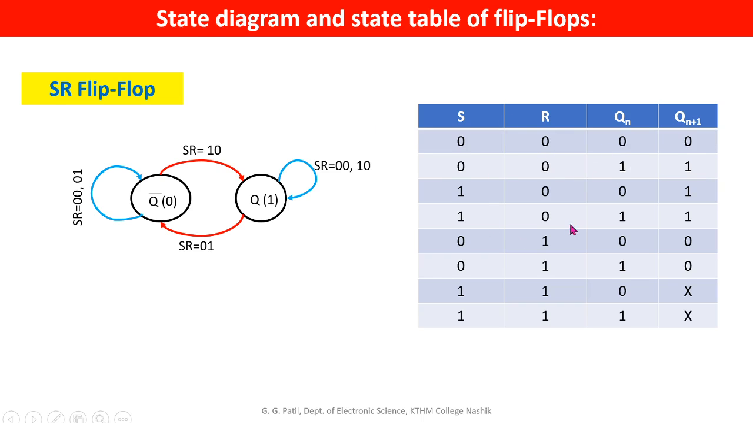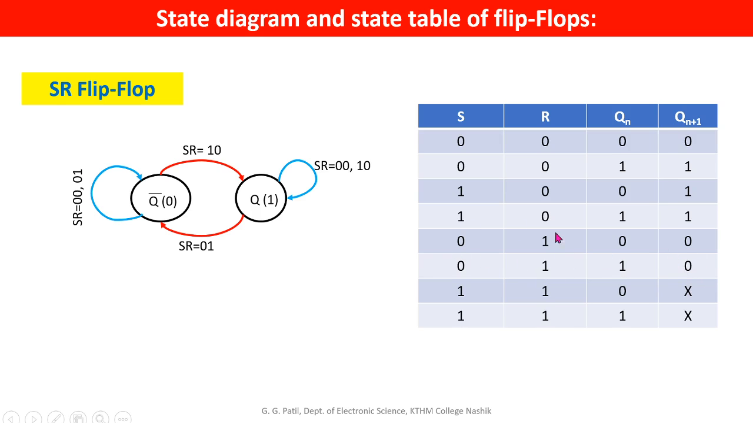When the S input is 1 and the R input is 0, then if the present state output is 0, the next state output is 1. So the flip-flop gets set. And under the same condition, if the present state output is 1, it maintains the same state output, that is 1. When S is 0 and R is 1 and the present state output is 0, it maintains that 0, and if the present state output is 1, it resets the flip-flop.